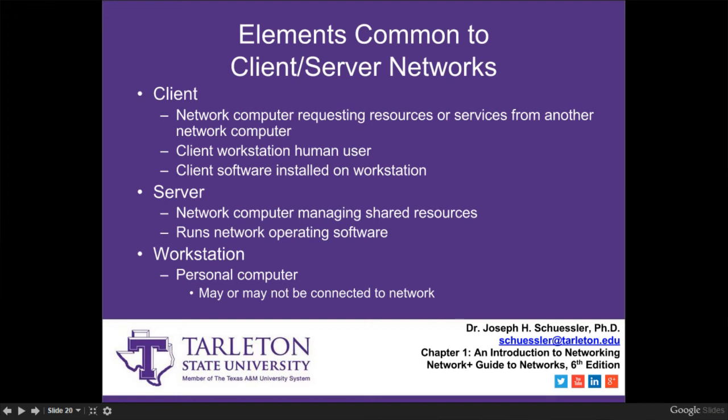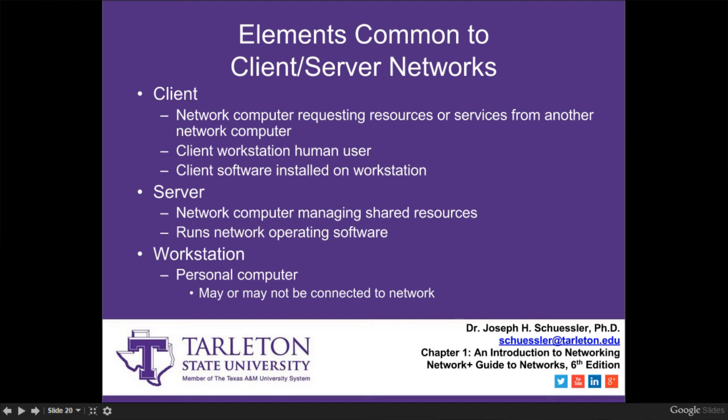And when we talk about a client, we may be talking about an individual, so a human user. We may be talking about the software. We may be talking about the workstation itself.